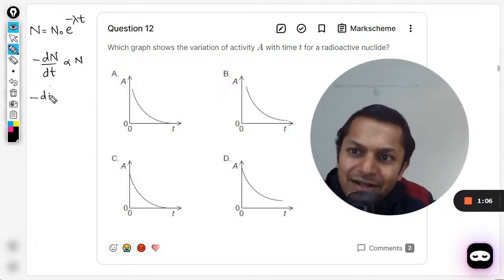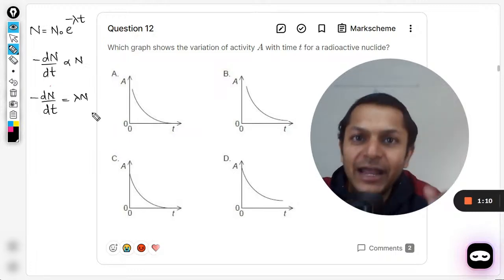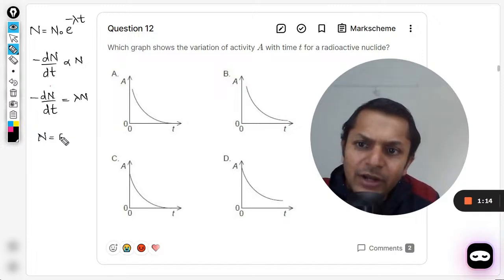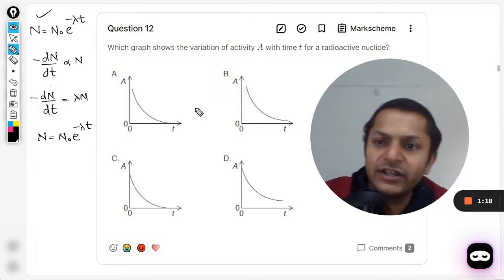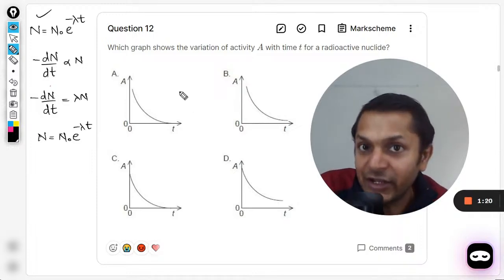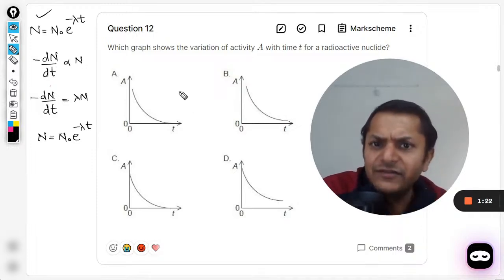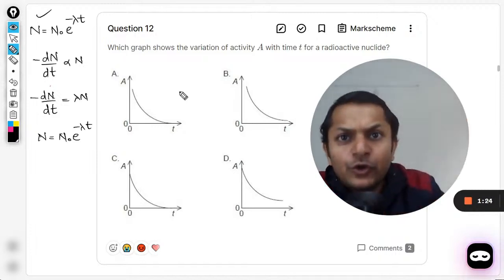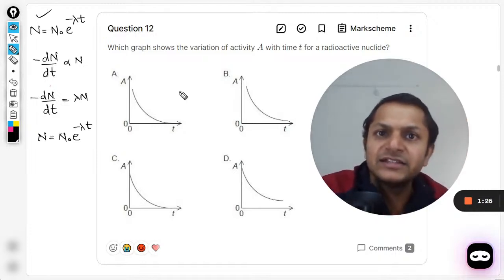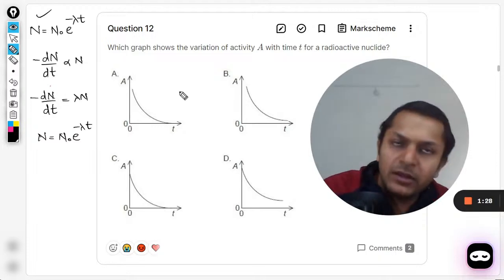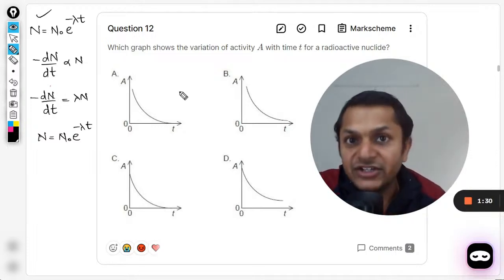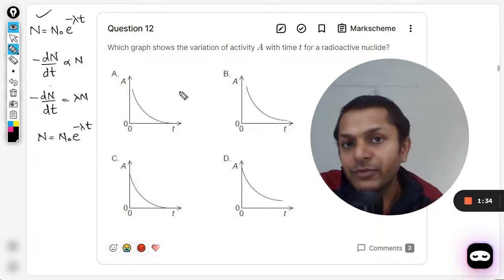This can be written as negative dN by dt equal to lambda N. On integrating it, we get the formula N is equal to N naught e raised to power minus lambda t, which I have already written here. This is known as the radioactive decay law. But this is not about the activity. This is about the number of nuclei, the mass, be it in grams or kgs, or the number of moles. So this formula is used from that point of view.